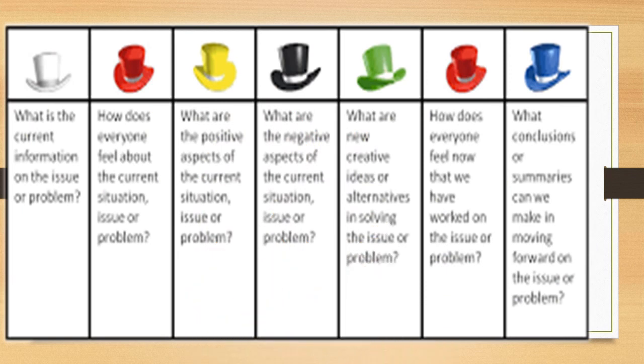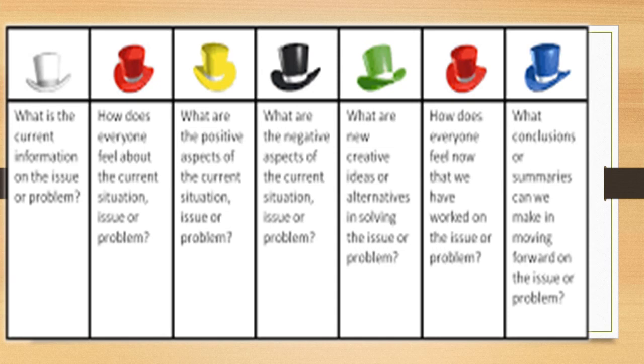Also here on this screen, the white hat: what is the current information on the actual problem? The red hat: how does everyone feel about the current situation or problem? What about the yellow hat? What are the positive aspects of the current situation or problem? What about the black hat? What are the negative aspects of the current problem? Green hat: what are new creative ideas, alternatives in solving this problem?